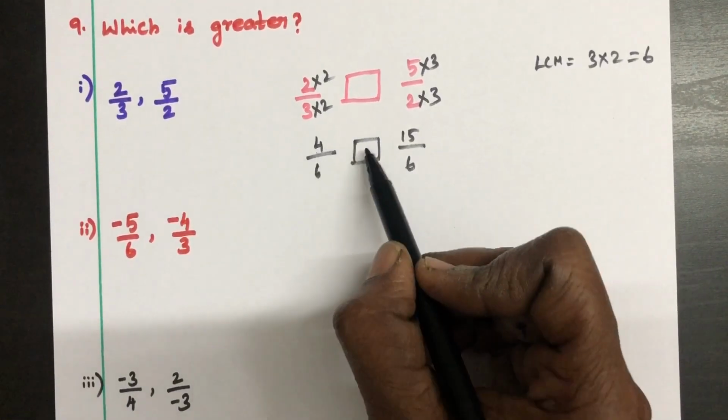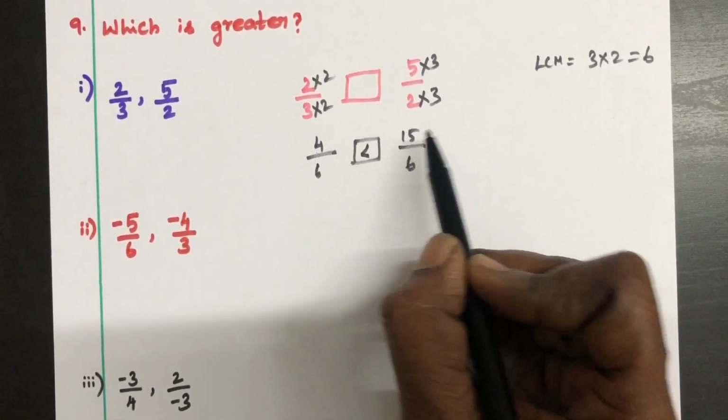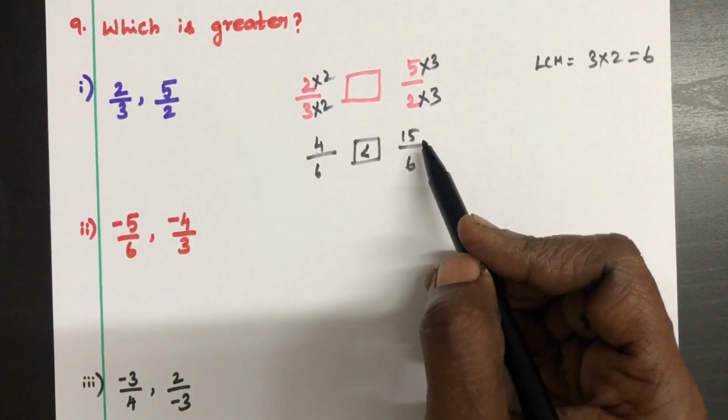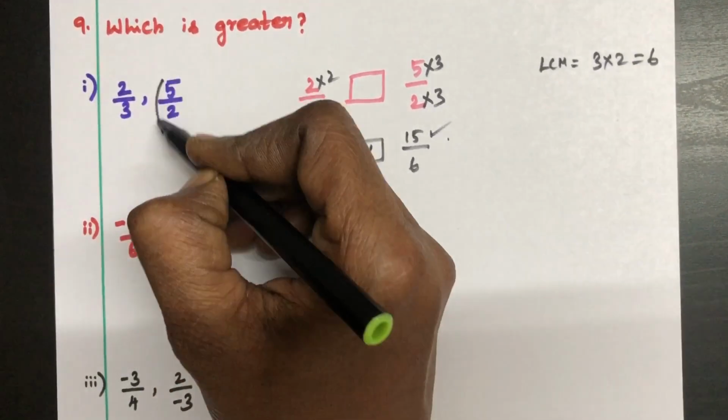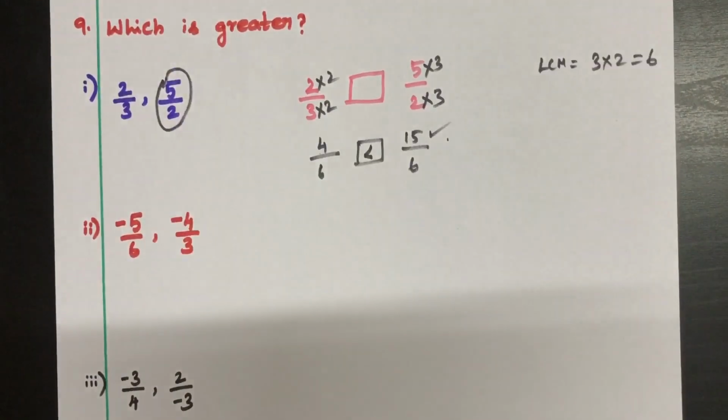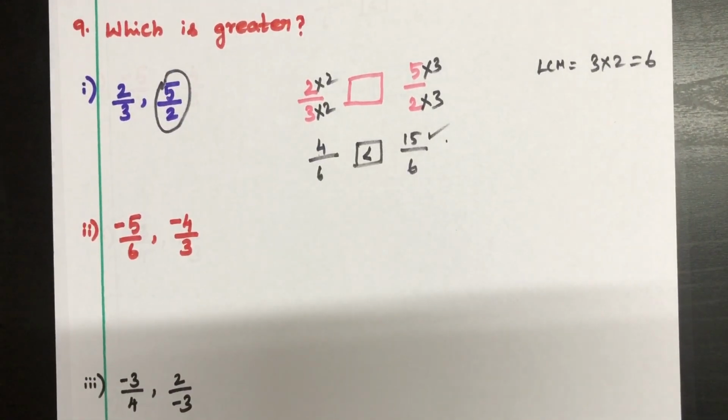So 4 is less than 15. So the question is, which is greater? Obviously this is greater. So this is our greater number. 5 by 2 is the greater number.